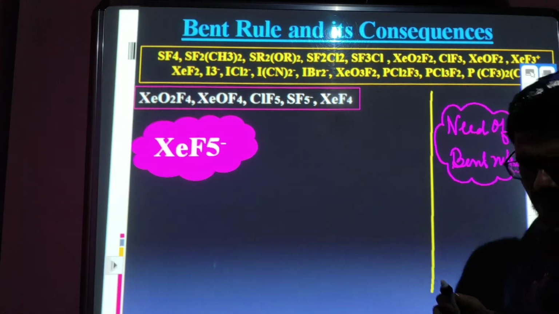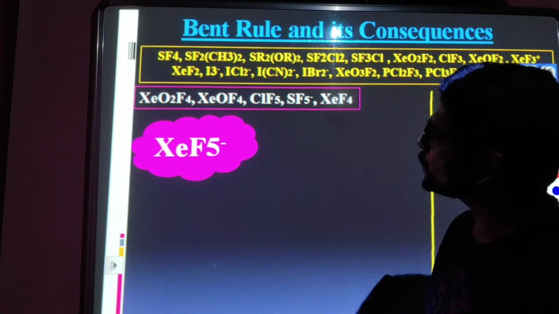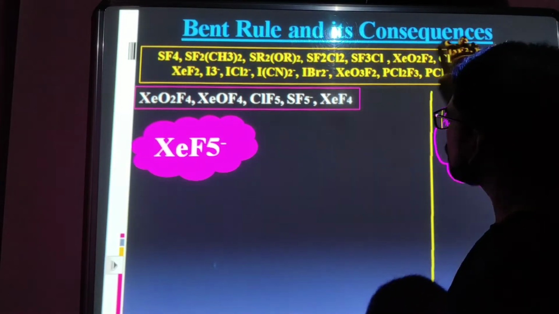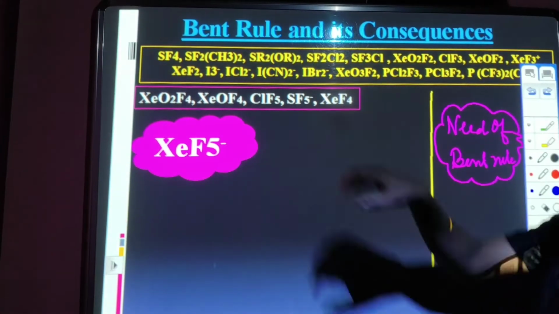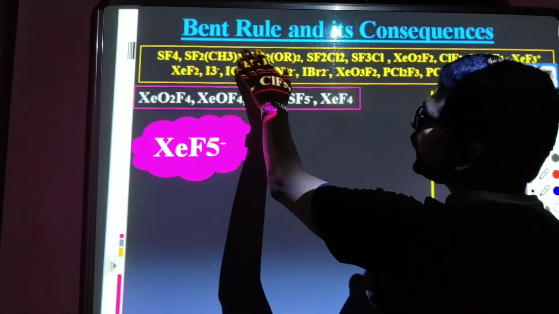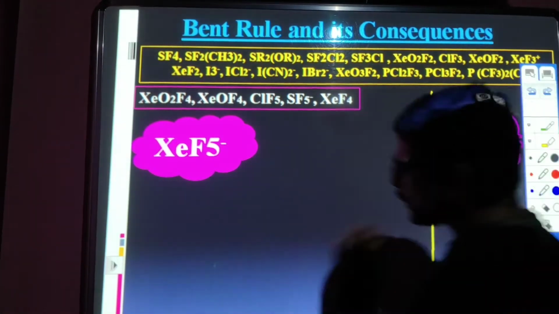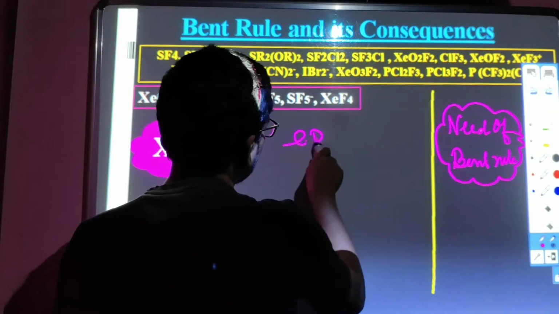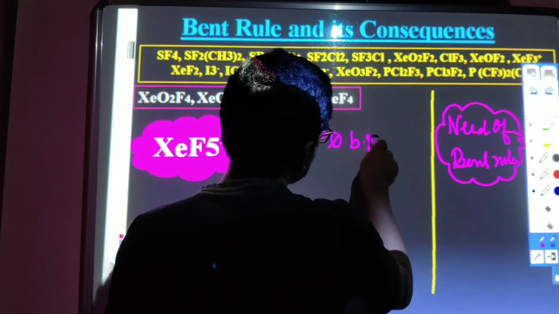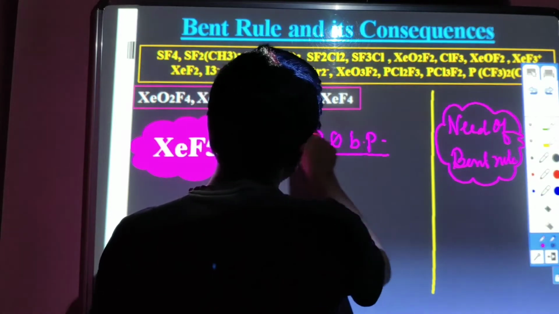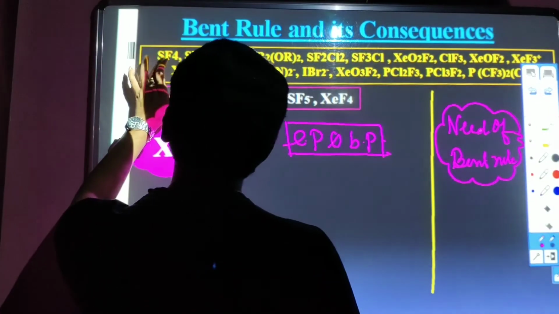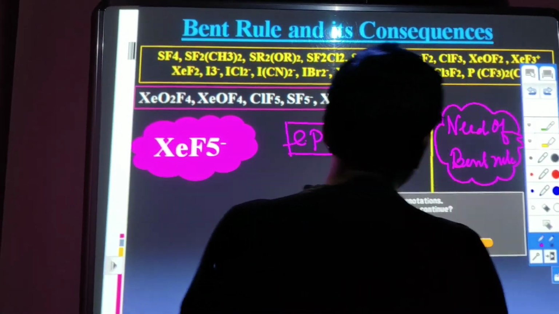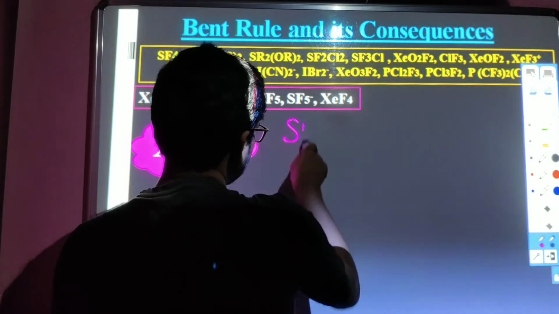Okay, first let me ask you some questions about these structures. There are lots of molecules here, and in these molecules both lone pairs and bond pairs are there. Lone pair আছে, bond pair আছে. Let me take the example of SF4.